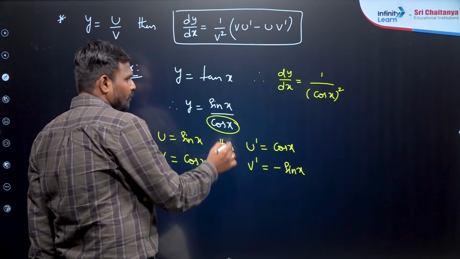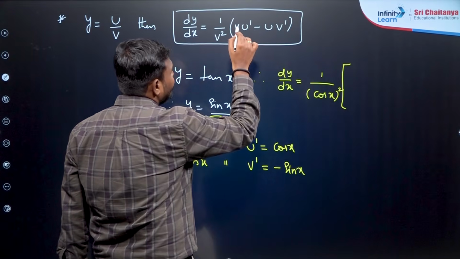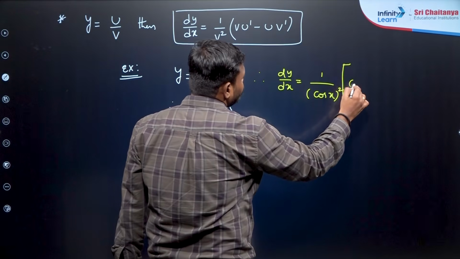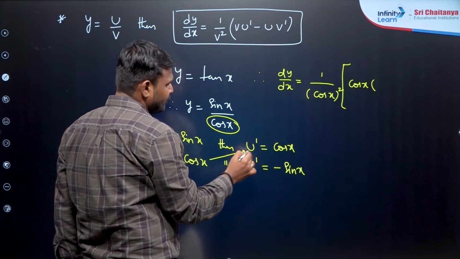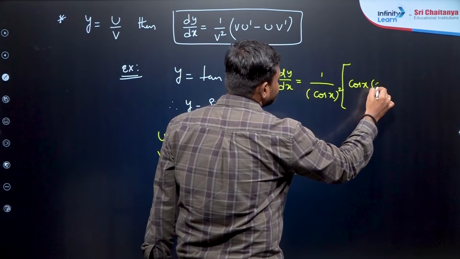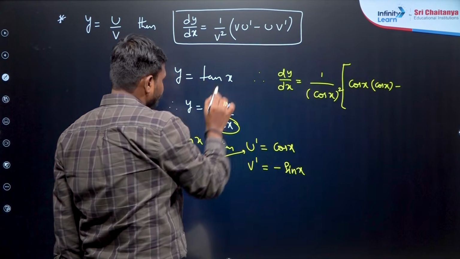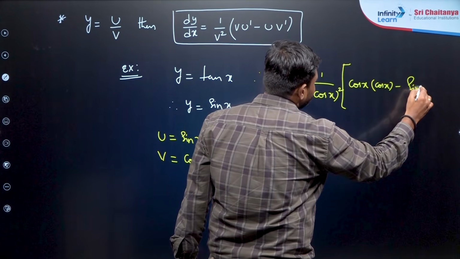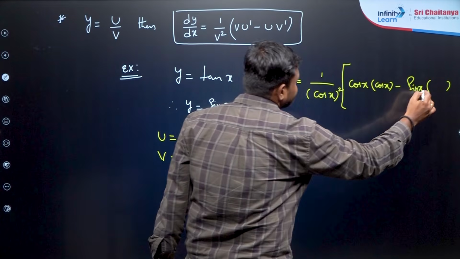Into v u dash, that is what? Cos x into the derivative of the numerator, that is again cos x, minus u v dash, numerator into derivative of denominator, which is sin x into, what is the derivative of denominator? Minus sin x.